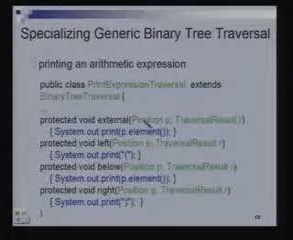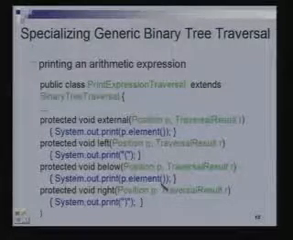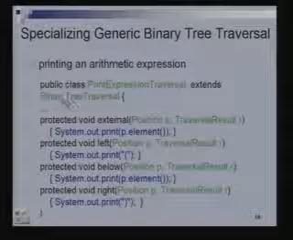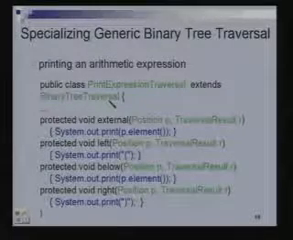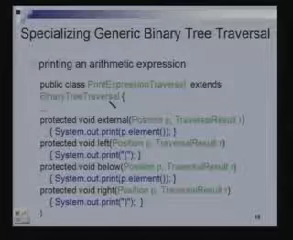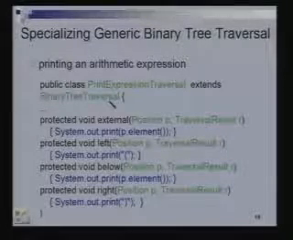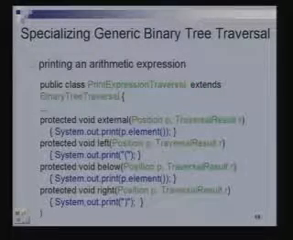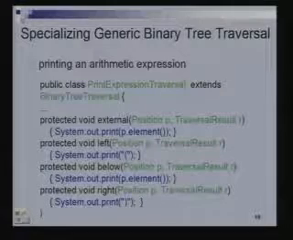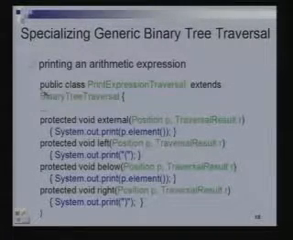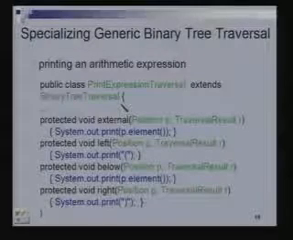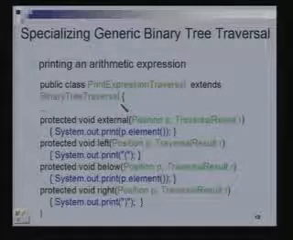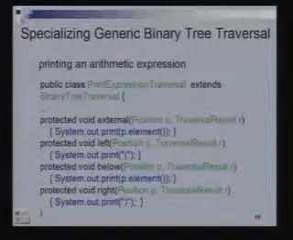So once I have specialized these methods in this manner, this becomes print traversal. This is the class which is extending binary tree traversal, and when I invoke the traversal method, with the tree corresponding to an arithmetic expression, it will print out the arithmetic expression now in the parenthesized form. Right? So I could specialize the same class binary tree traversal to compute the total space occupied by the files by a certain directory structure, by specializing these methods in a slightly different manner.